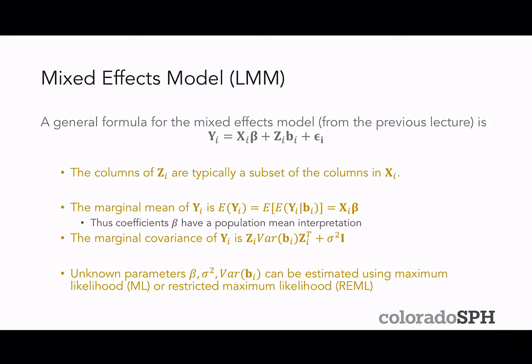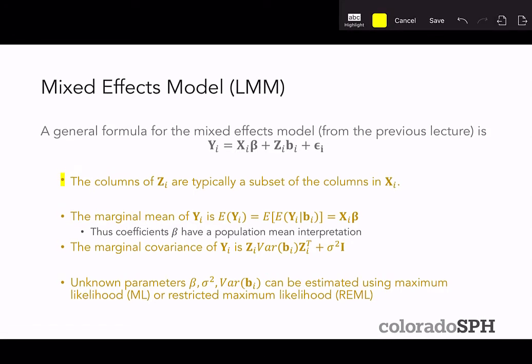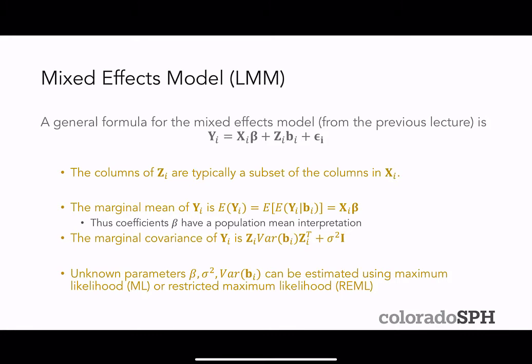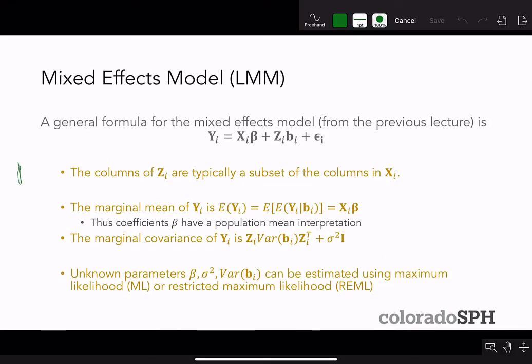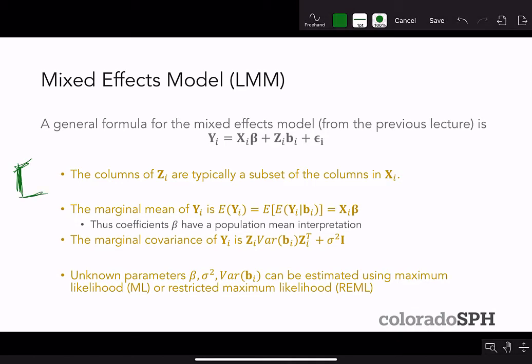And so practically, when you choose your random effects model, the columns of Z_i, or things that you're putting random effects on, are typically a subset of the columns in X_i. So you're not going to, say, have sex and gender in your model and model those as random effects, but not also include them as fixed effects. If you include them as random effects, you're usually including them as fixed effects as well.